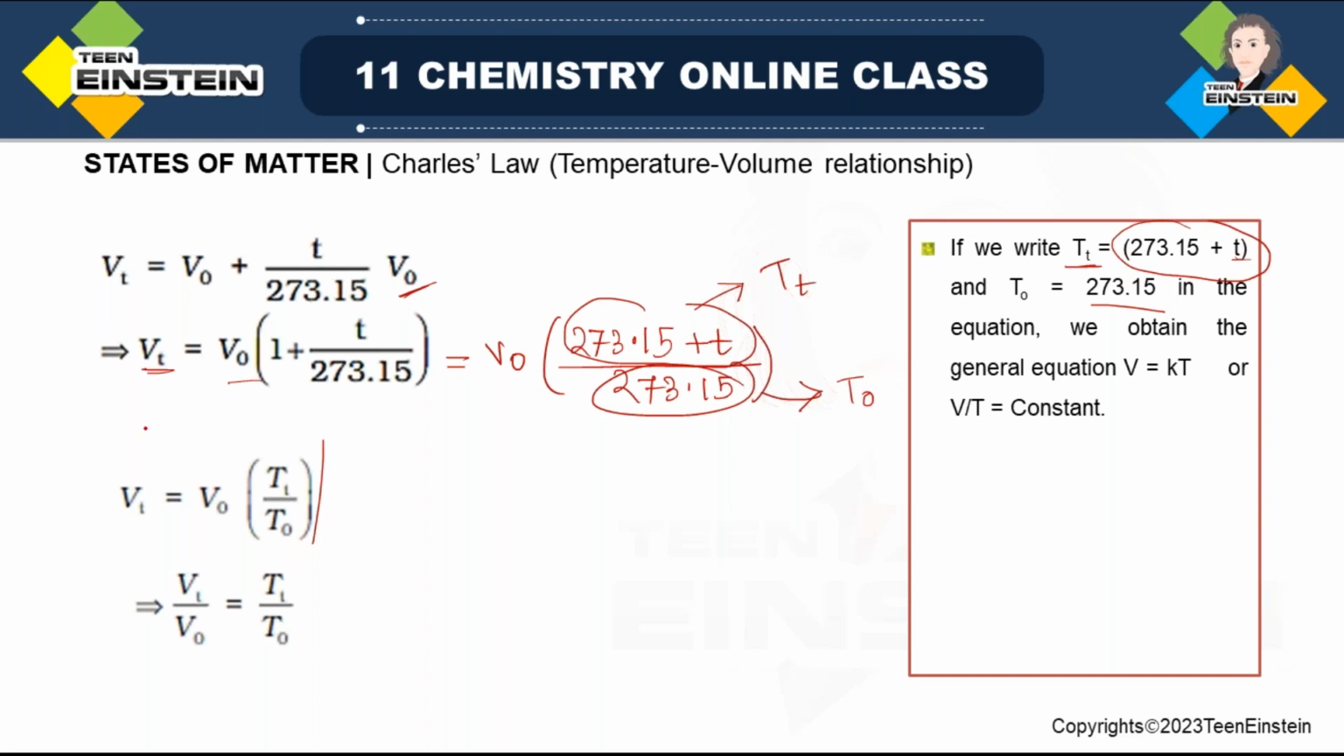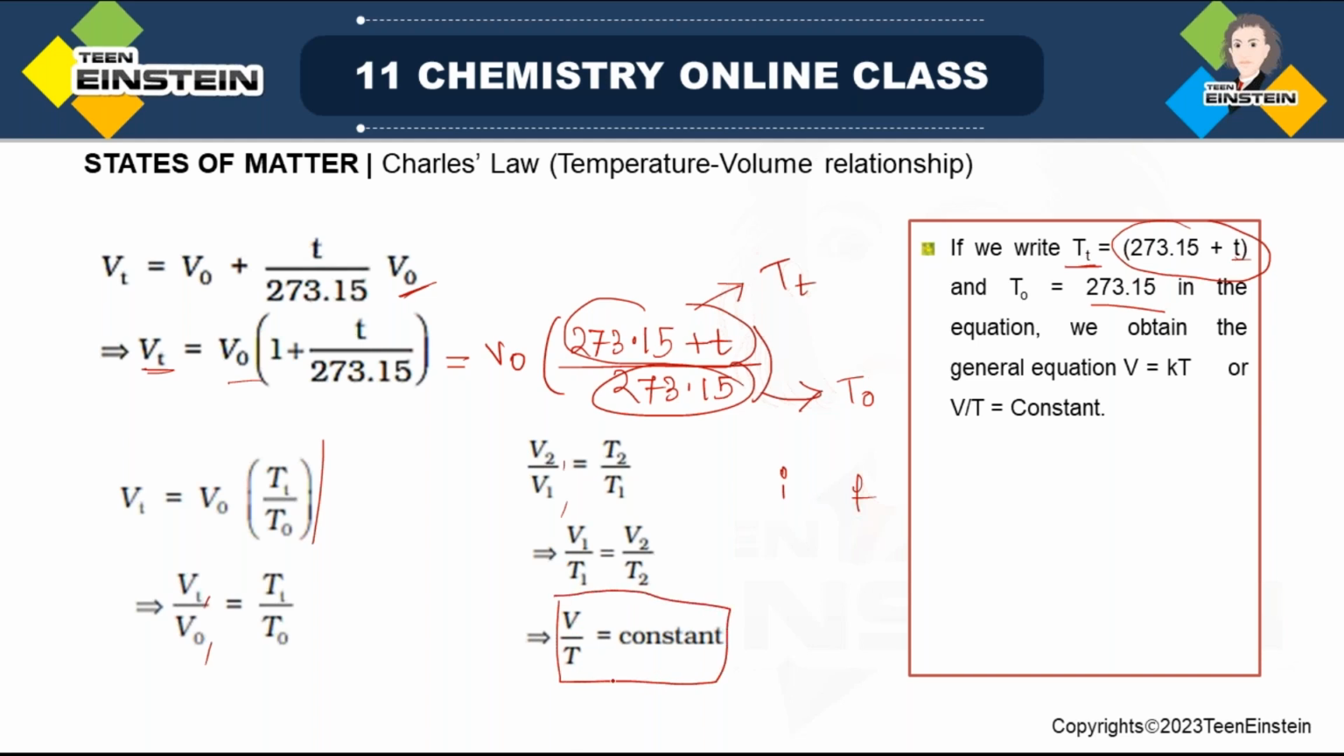If you simply rearrange, it will be Vt by V naught equals Tt by T naught, which means what? It means if you consider it for any initial and final, suppose initial is 1 and final stage is 2, or you can write Vi, Vf. I means initial, F means final. So whatever subscript you use for two separate conditions, the relationship will be like this, whether it is Vt or 0, 2 or 1, or I or F, any subscript you use. But the important point is now you can write this equation.